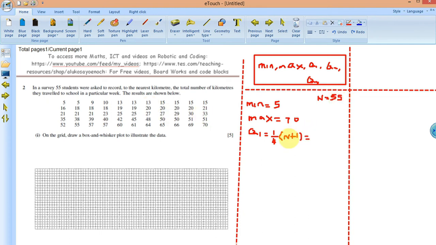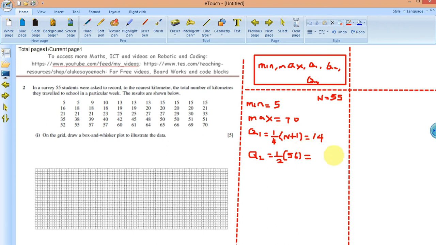So Q1 is 56 divided by 4, so that should give me the lower quarter position. So data position 14, that's what I'm going to take for my Q1. For example, minimum is data position 1, maximum is data position 55. So Q2, which is also known as the median, is the 50th percentile. So 50 over 100, that is 1 over 2, and I can just use the formula already, so into 56.